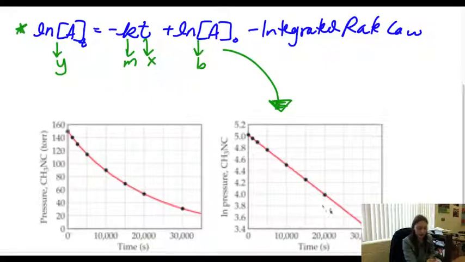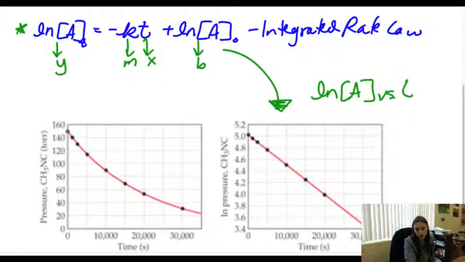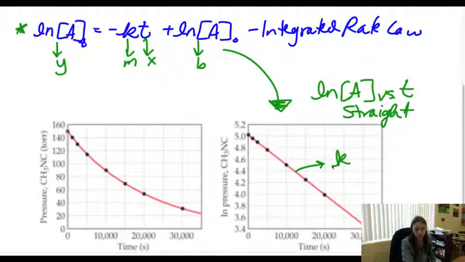Notice how it is a straight line. If something is a first order reaction, the natural log of A versus time will be straight. So if I graph the natural log of my concentration versus time, I'm going to get a straight line if it's first order. And also then, my slope is my constant for the rate, k. It's only for first order reactions though.